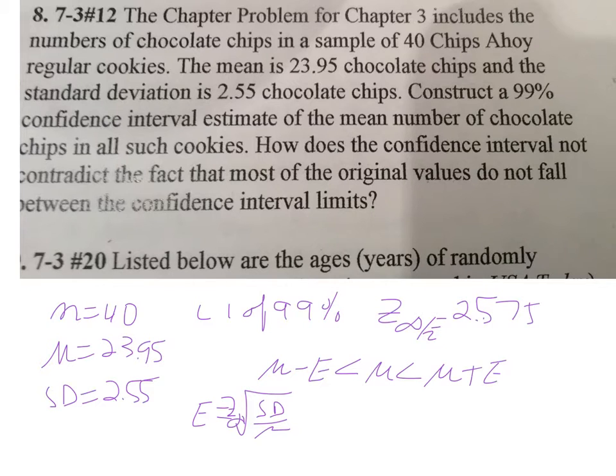And then it says, how does the confidence interval not contradict the fact that most of the original values do not fall between the confidence interval limits? I think that will have something to do with the fact that the standard deviation is 2.55, and that you also can't measure 0.5 of a chocolate chip, and so you can only measure chocolate chips in whole numbers, and I think that those two considerations have to go into your final answer for that part.